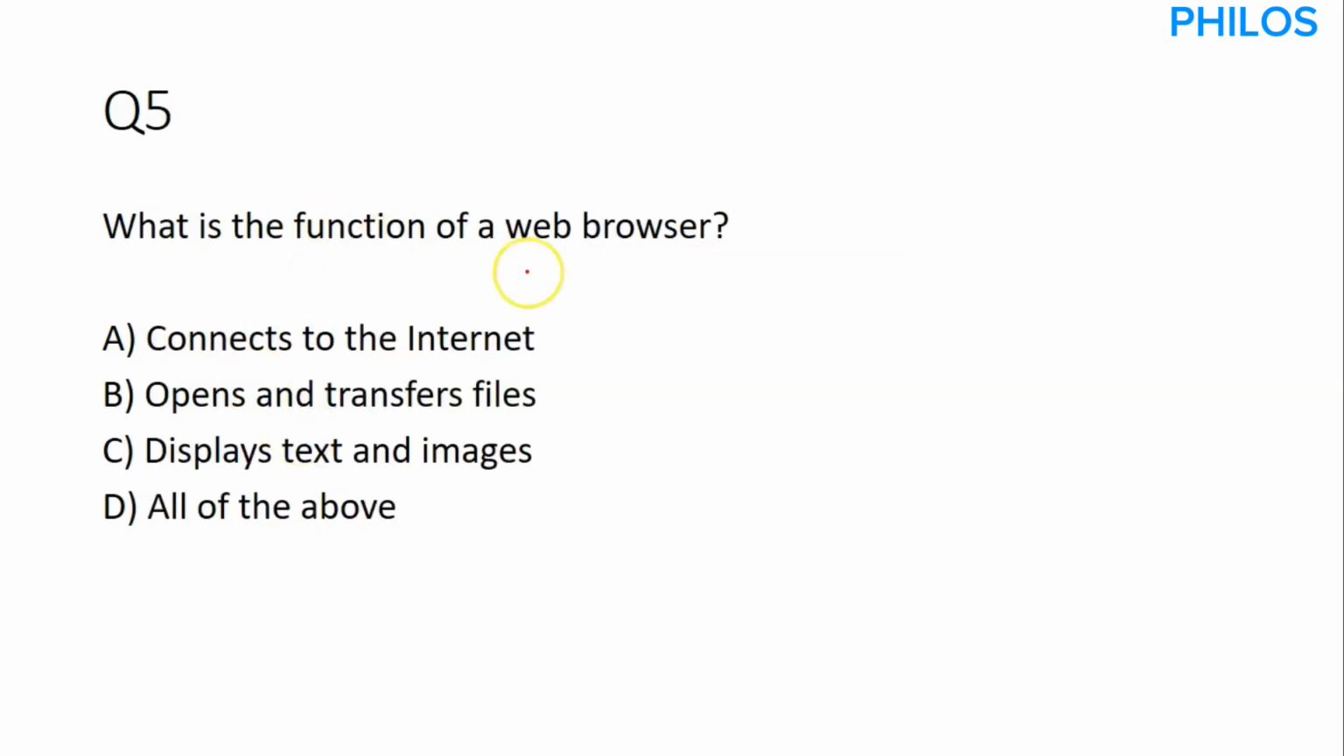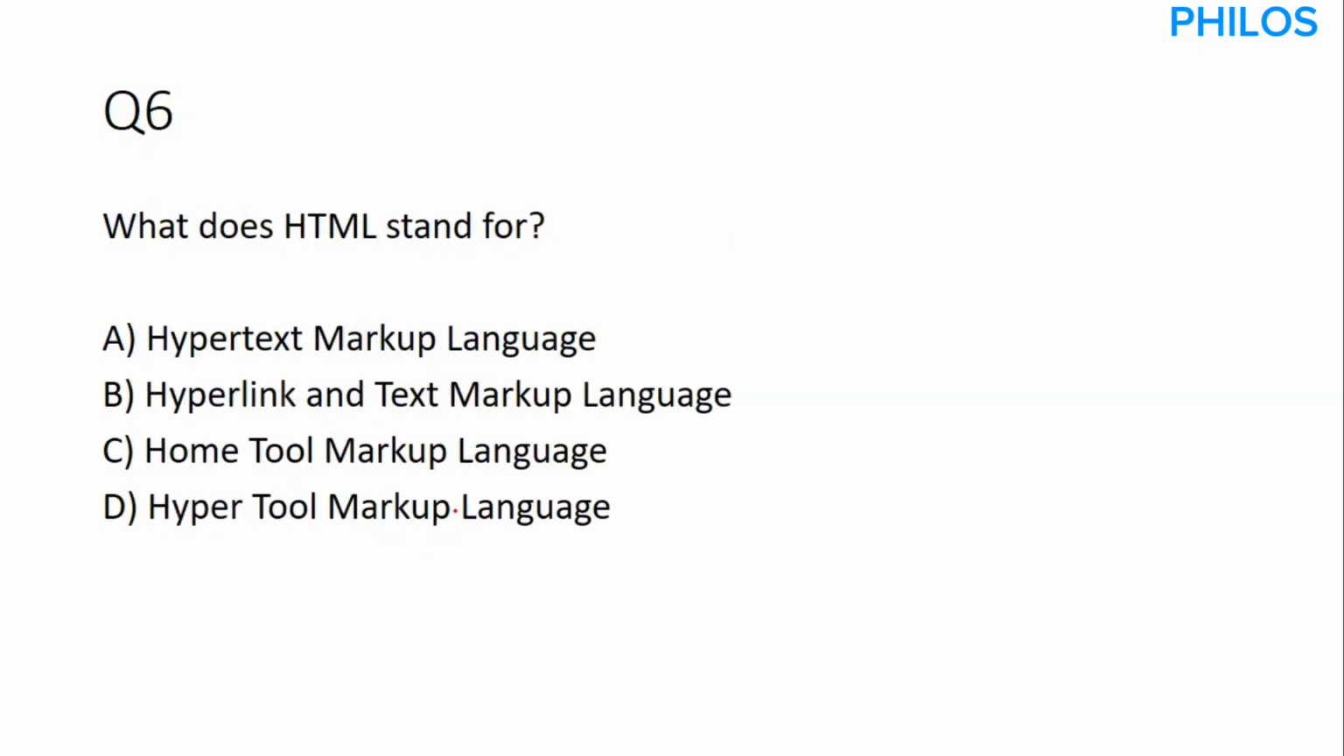This question says, what is the function of the web browser? It is true that the web browser connects to the internet. It is also true that the web browser opens and transfers files. And it is also true that it displays text and images. So since A, B, and C are correct, then the correct answer to this question is option D, or all of the above. Okay. So let's proceed to the next question.